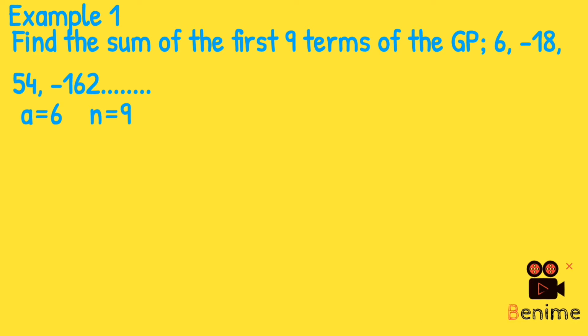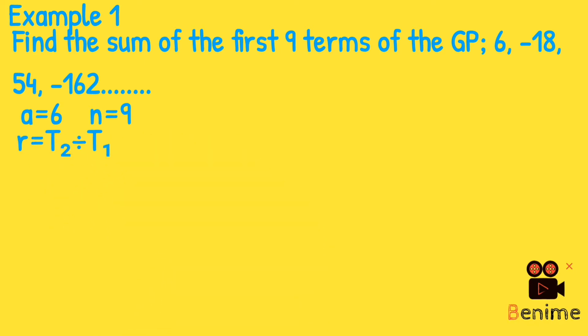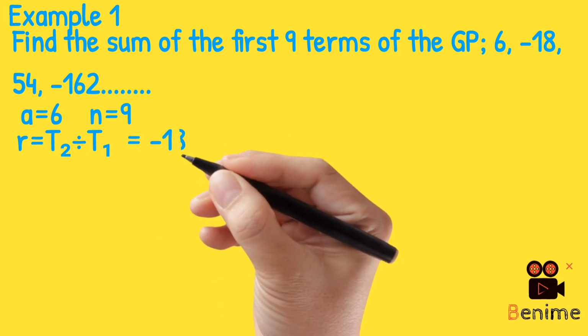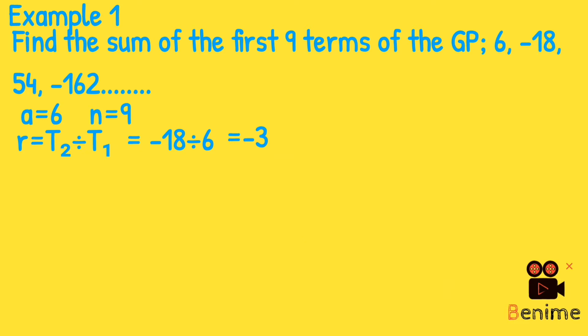Another piece of information we can easily get is our common ratio. Since we know the first term and the second term, we can use the formula for common ratio: R is equal to T2 divided by T1. T2 is -18, T1 is 6. So R is equal to -18 divided by 6, which gives -3. So R is equal to -3.